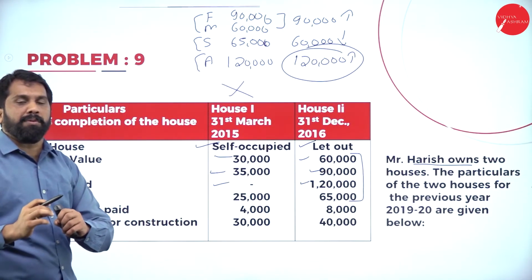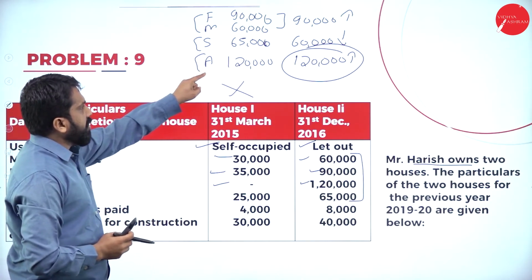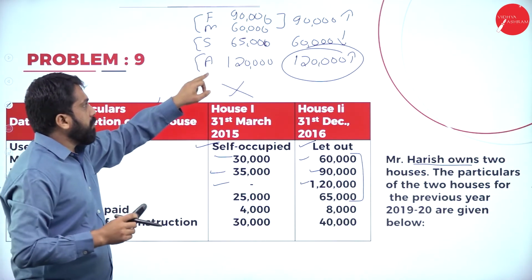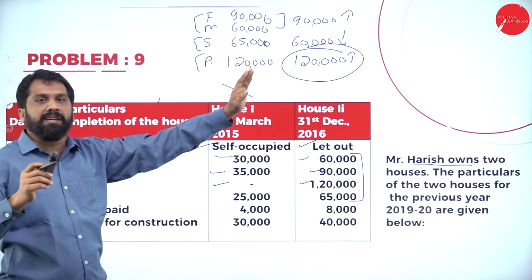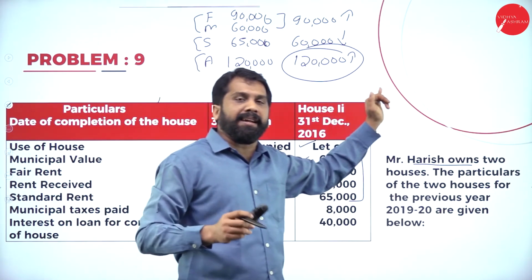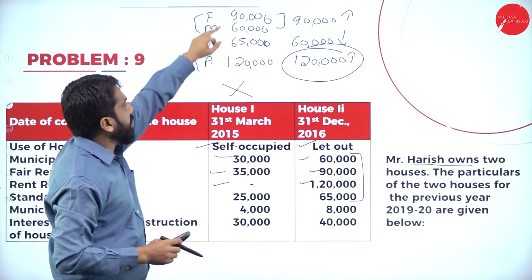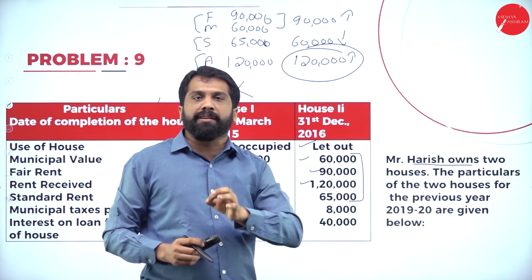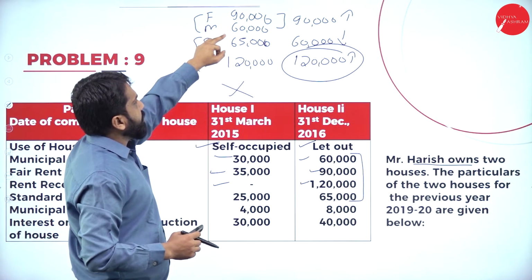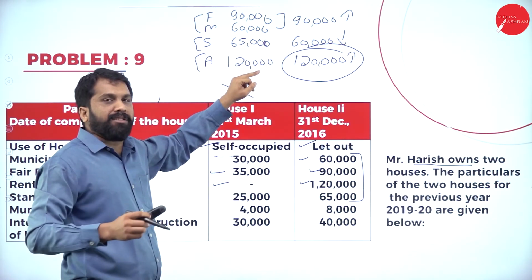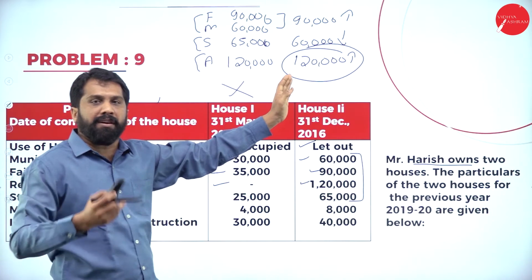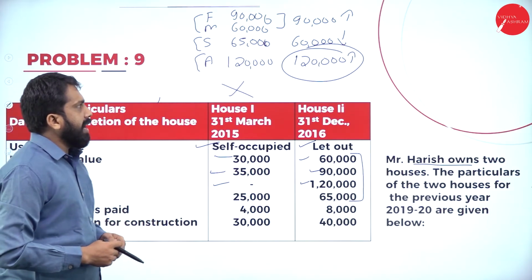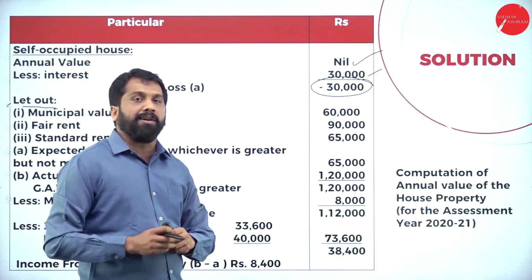And always remember one more logic, very simple. If your actual rent is more than all, then no need of any calculation. Directly you can go for actual rent. Again, I'll repeat. If your actual rent is more than everything, then no need of all the higher and lower comparisons. Directly you can go for actual rent. Why? Because see, 90,000, 60, 65, which is higher? Your actual only. If actual is high, no need of calculation. Directly you go for your actual rent only. So 1,20,000 you got as your annual rent, or net annual, gross annual value.